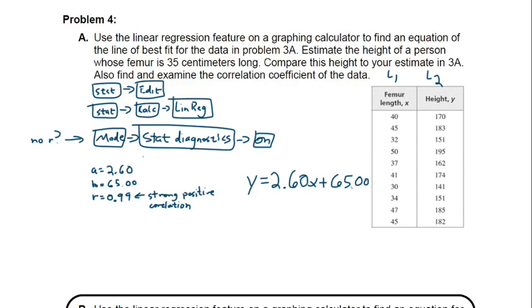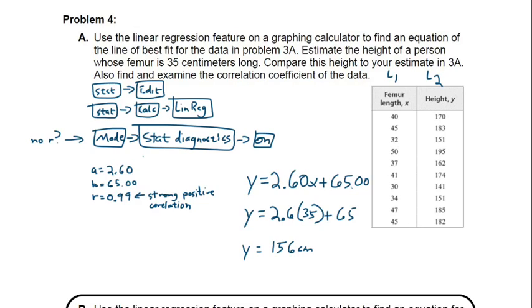Alright, so estimate the height of a femur that's 35 centimeters long. So y equals 2.6, I can drop the 0 at this point, times 35 plus 65. Let's crunch that real quick. 2.6 times 35 plus 65 equals 156, so 156 centimeters tall.